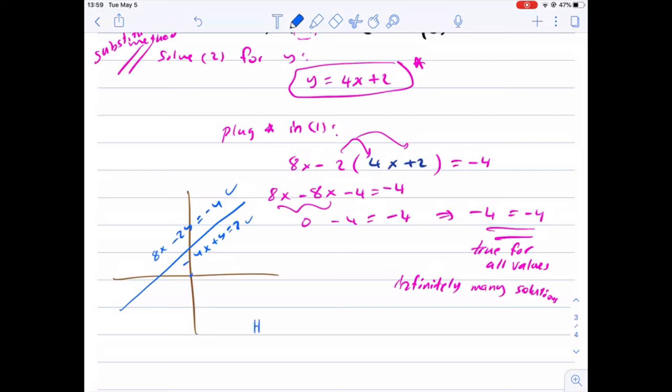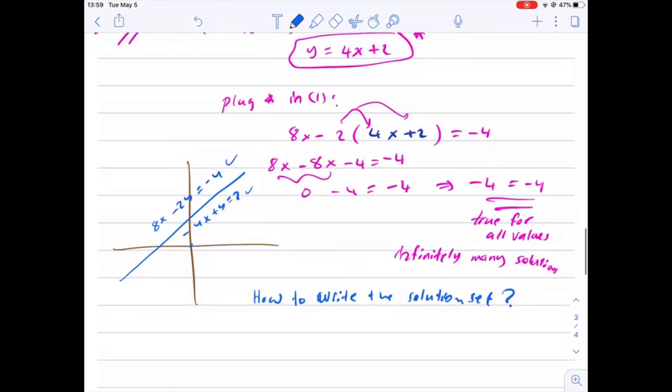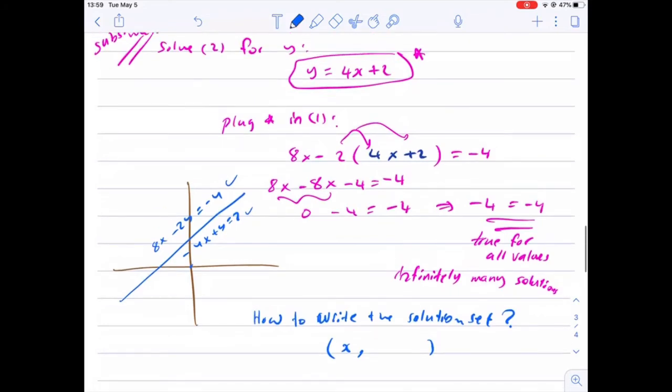Now, how to express the solutions? How to write the solution? To write a general form for the solution, the solution set. Now, to write it, we use an ordered pair and we determine x first. Now, if we determine x, then we can use star to represent y in terms of x. So y is 4x plus 2.